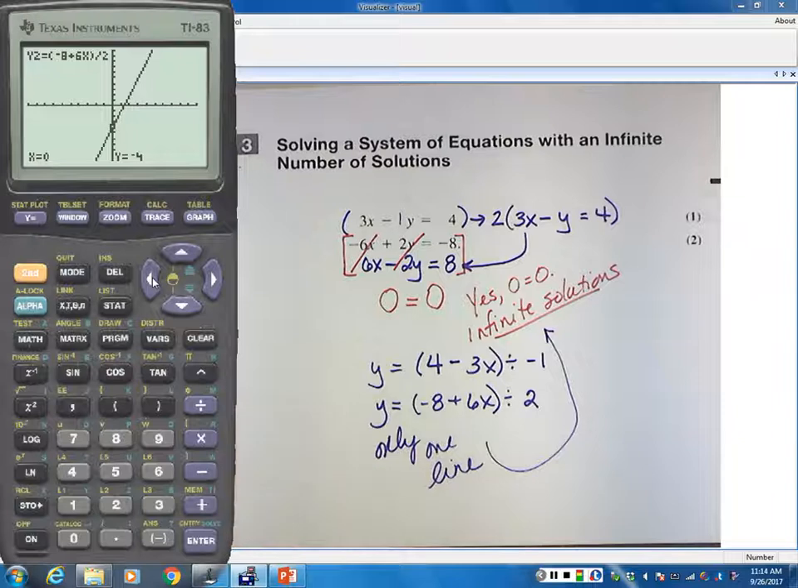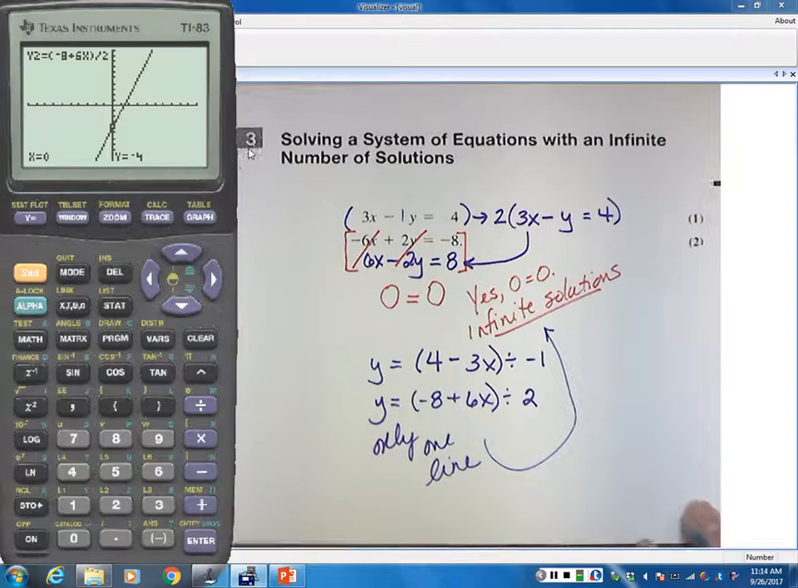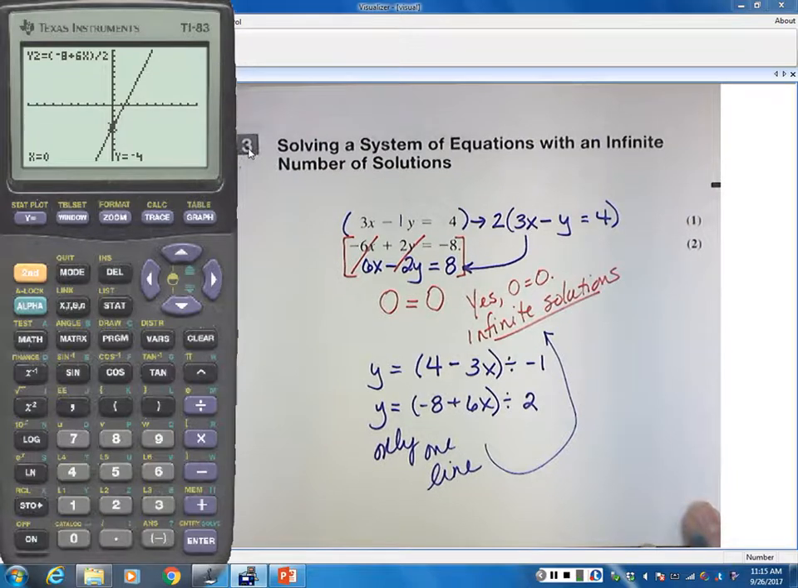There's only one line. That tells you that everything in one line is on top of everything in the other line, and therefore they all share all their points, and it's really the same line. So that's a system of equations that has an infinite number of solutions.